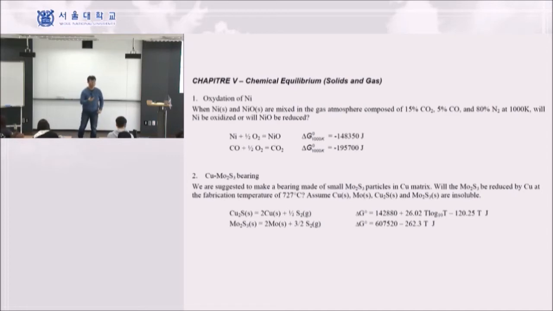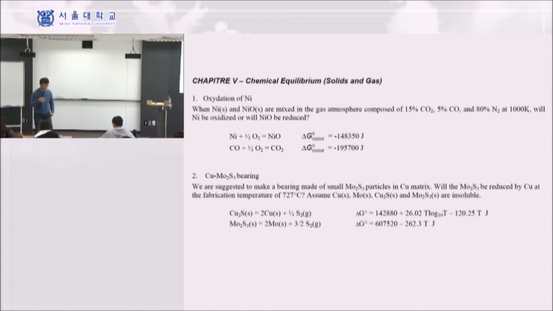So I have nickel and nickel oxide under a certain atmosphere, and it asks you whether nickel becomes nickel oxide or whether nickel oxide becomes nickel. So is this the final state? Or is it asking you what's the direction? It's a direction, yeah. It's a transient period.